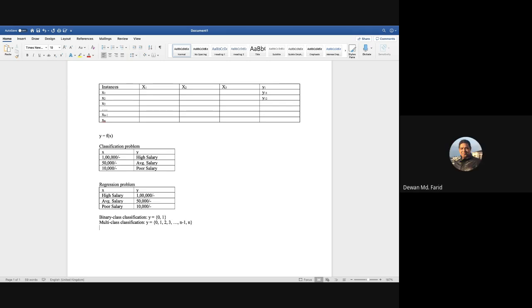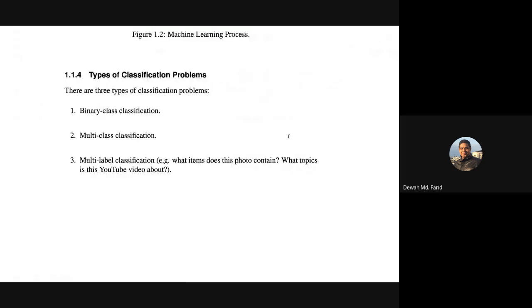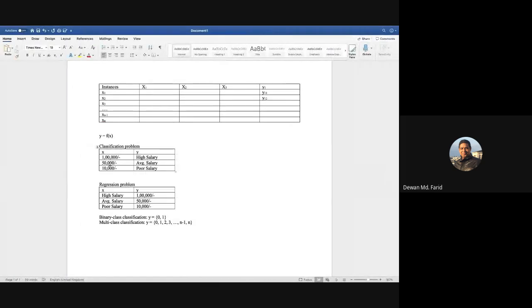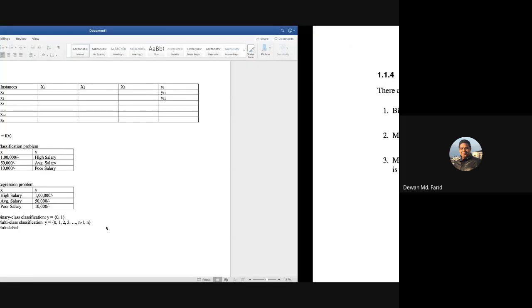Yes, sir. Right. So we are talking about classification, not regression. In regression, it will be a numeric value, not categorical, right? Yes, sir. Okay. And then there is another type called multi-level classification. So what is multi-level? Multi-level classification.